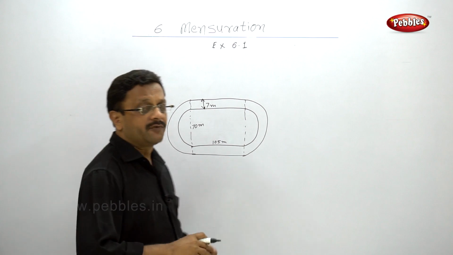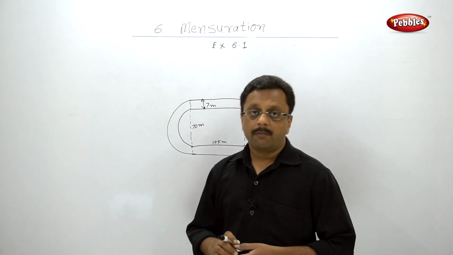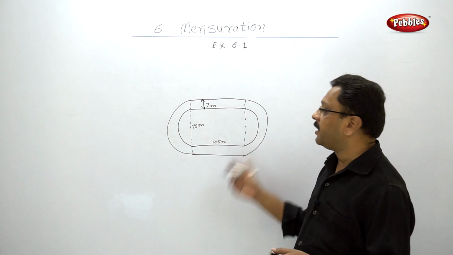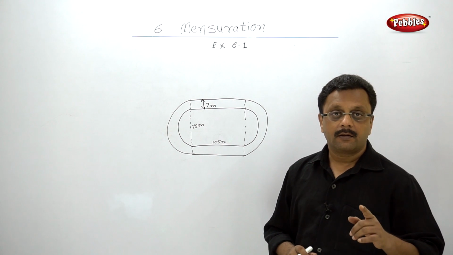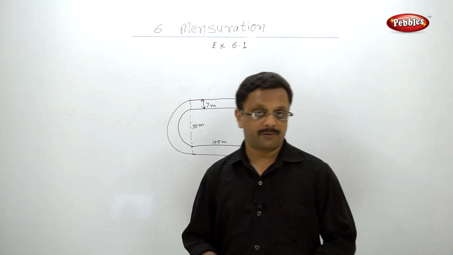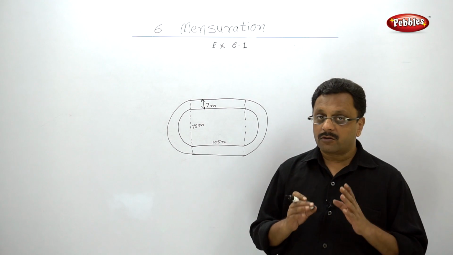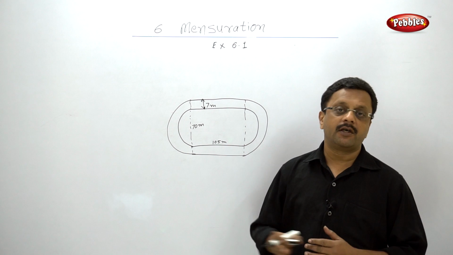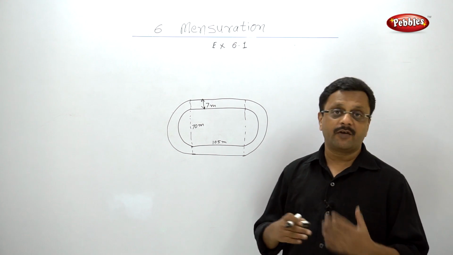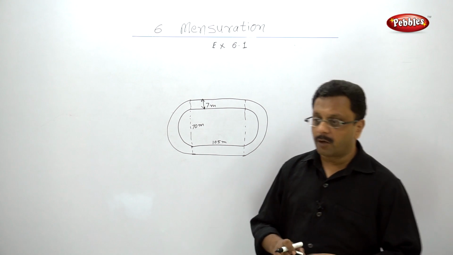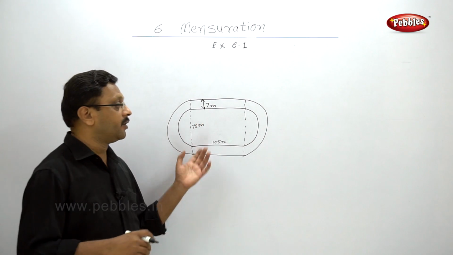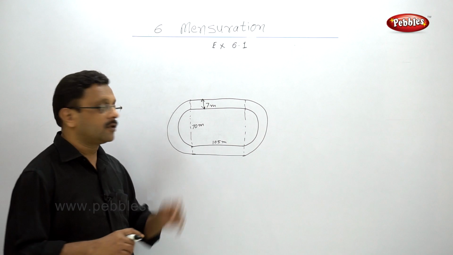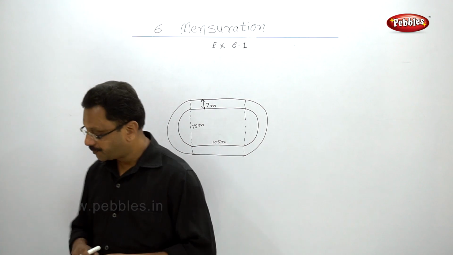Actually this example is very simple, but I am taking this example in detail here because you should be able to draw the figures from the given descriptions. Don't think that the figure will always be given. Specifically in trigonometry, the figures will not always be given, and you have to draw the figures from the given description. So here we have drawn the figure with the given description.